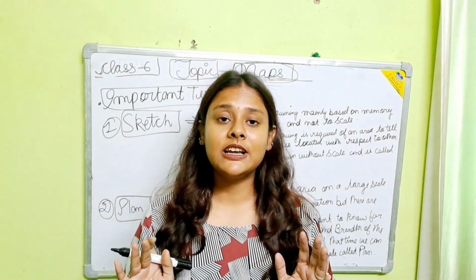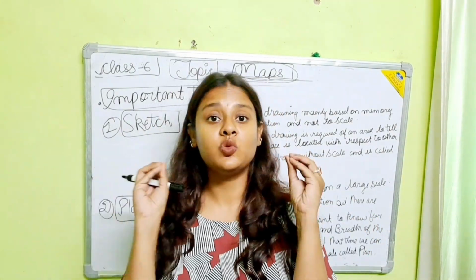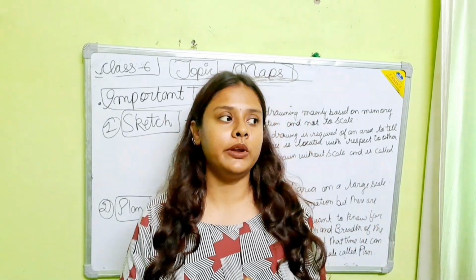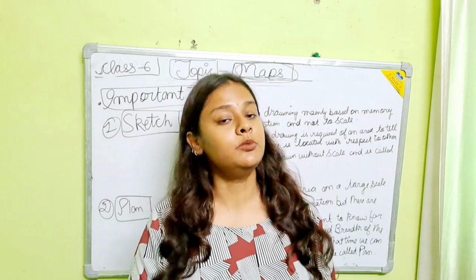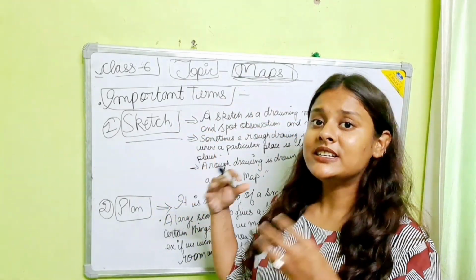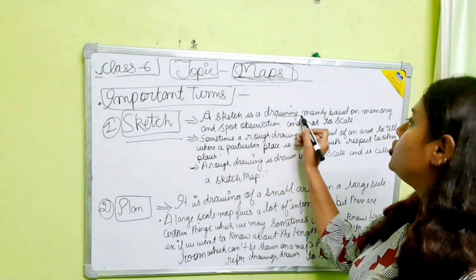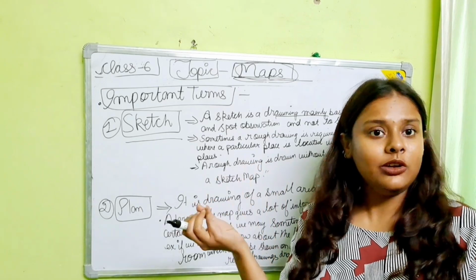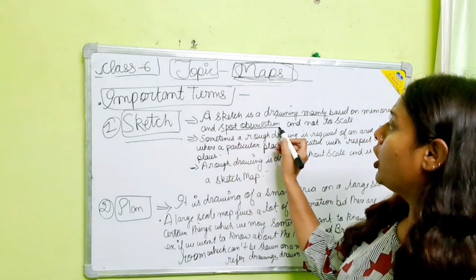Now, after discussing the components of maps, which are distance, direction and symbols, we are going to discuss two more important terms which are related to maps only. First is sketch. What is a sketch? A sketch is a drawing mainly based on your memory and spot observation.